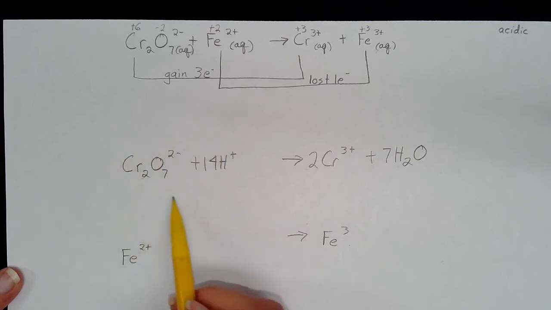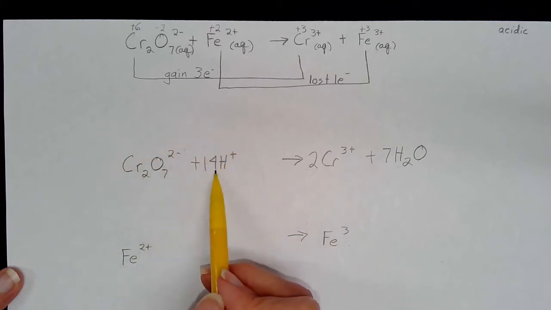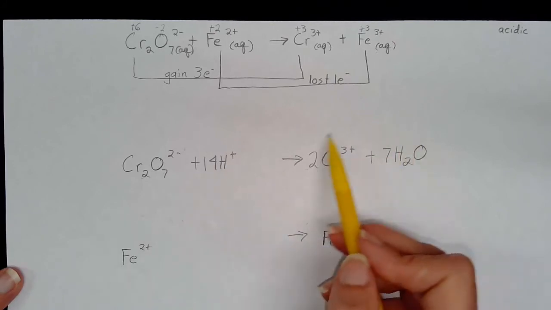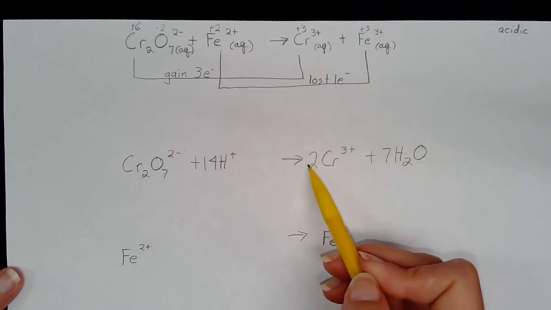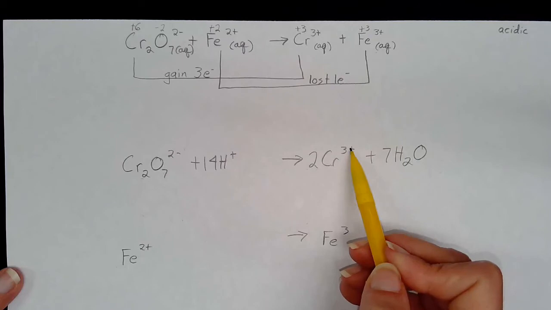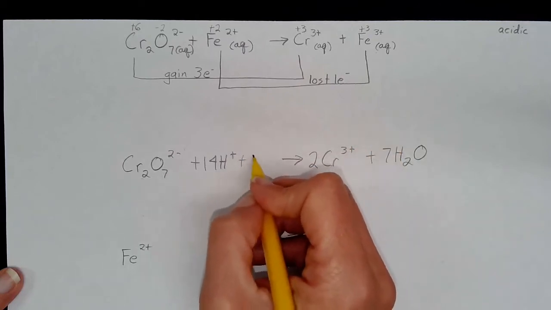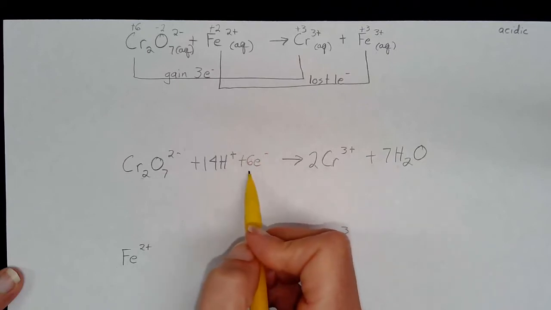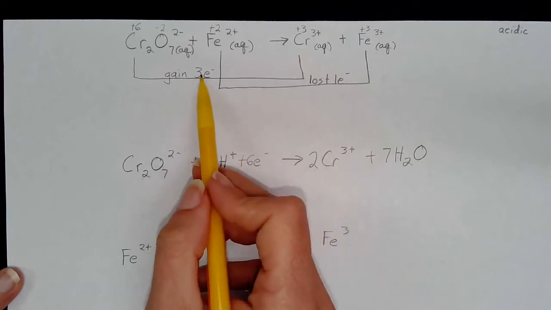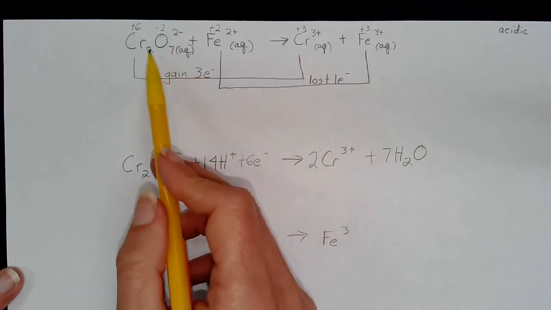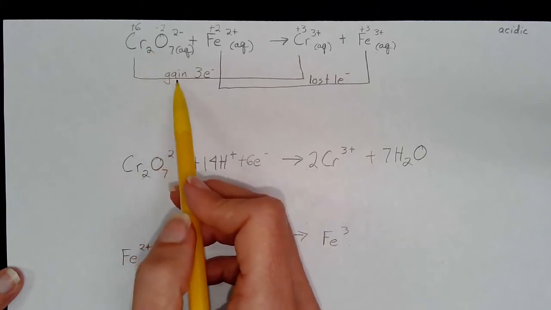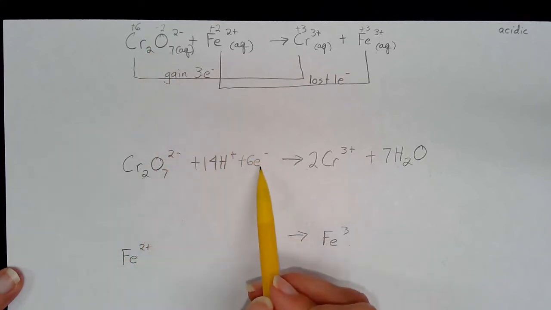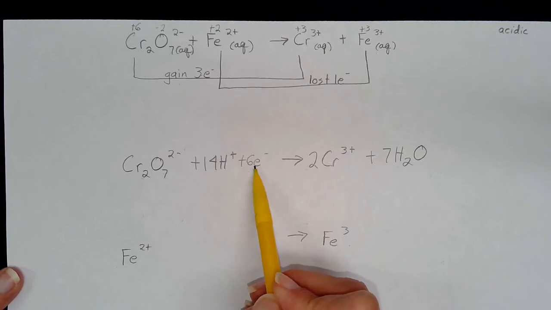The total on this side is +12. -2 plus +14 is +12. The total on this side is +6 because we have 2 of the +3. So we're going to need to add 6 electrons here. And we're going to stop and check. We can see that here we said that it's going to gain 3 electrons, but there were 2 chromiums, so each of them is going to gain 3 electrons for a total gain of 6 electrons.